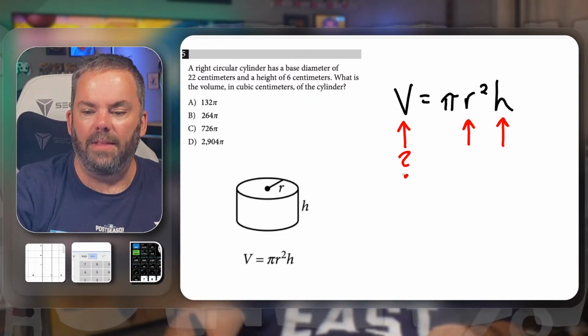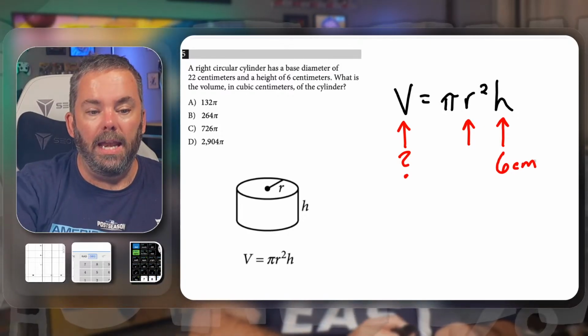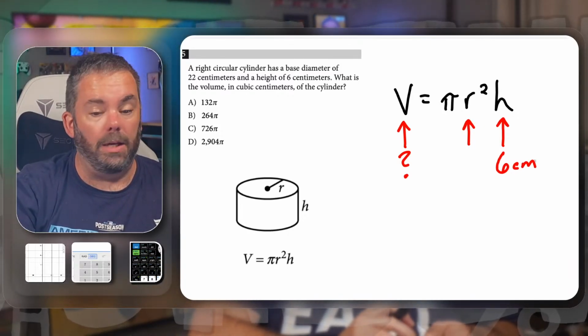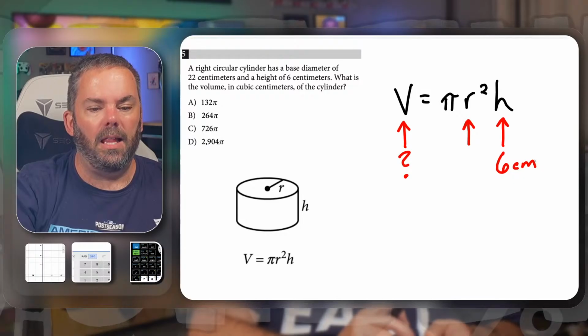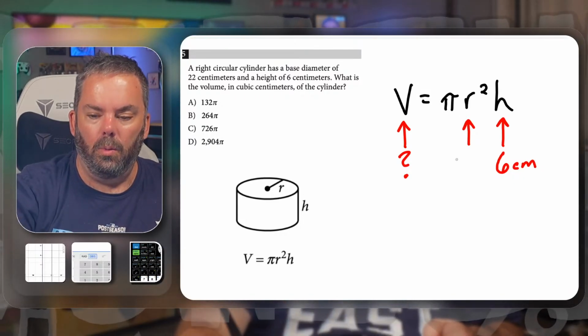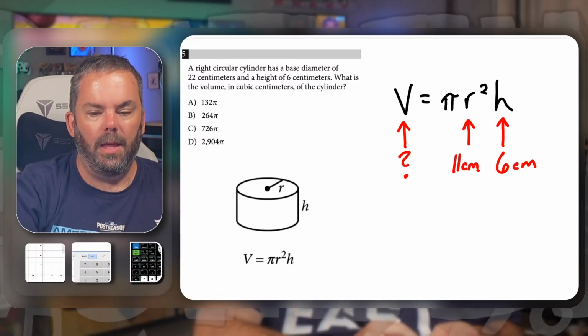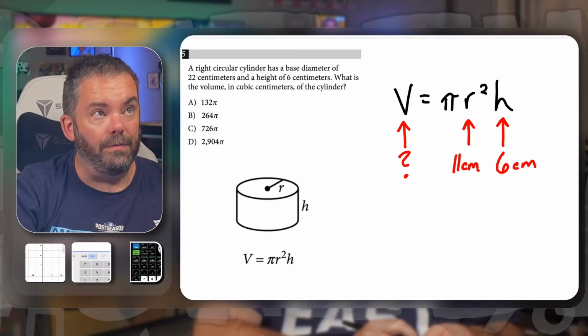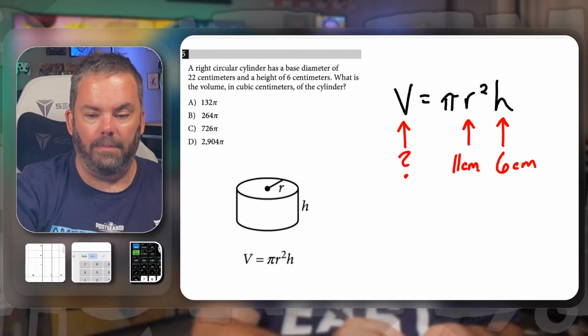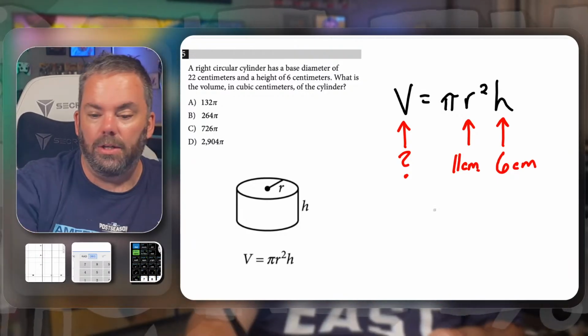Now I notice that they tell us the height is 6 centimeters. And now I'm looking for the radius, but I don't see it. Instead, they tell us that the diameter is 22 centimeters. Well, we know from geometry, if the diameter is 22, then the radius is half of that. The radius would be 11. And now, since we're looking for the volume, we can just plug those numbers in.